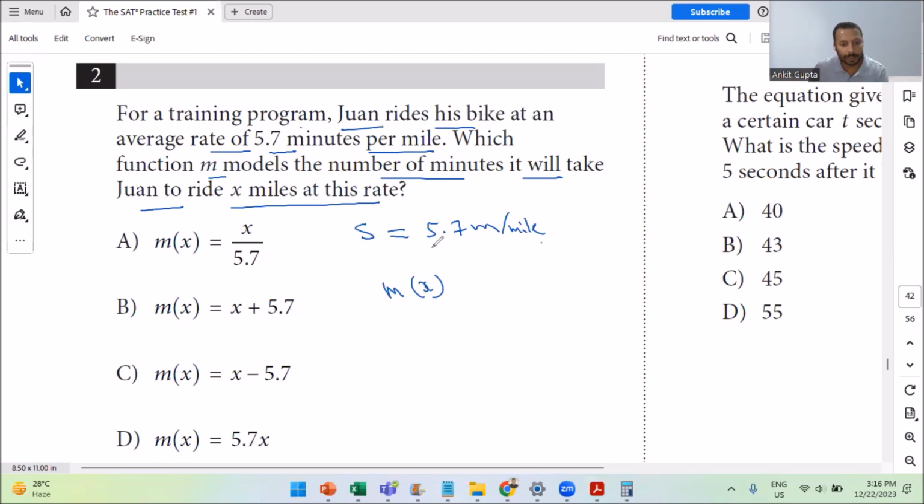So the speed is given to us as 5.7 minutes per mile. That means for X miles, the function will be 5.7 minutes per mile multiplied by X miles, right? So this will be equal to 5.7x as the function m of x. So answer will be option number D.